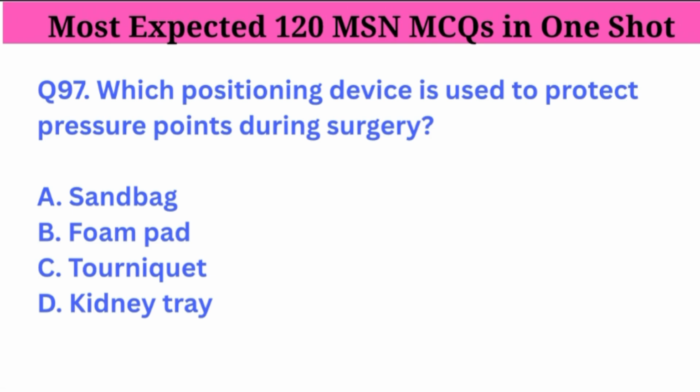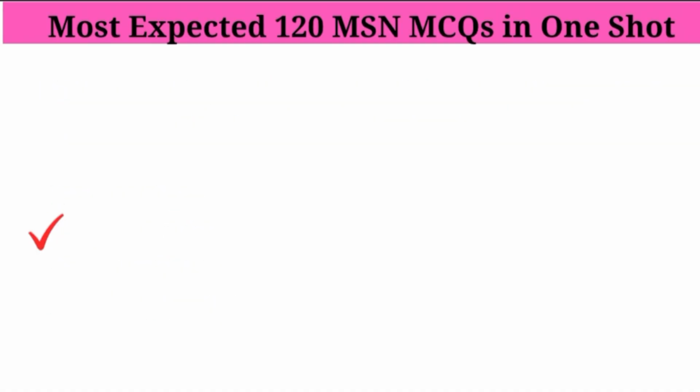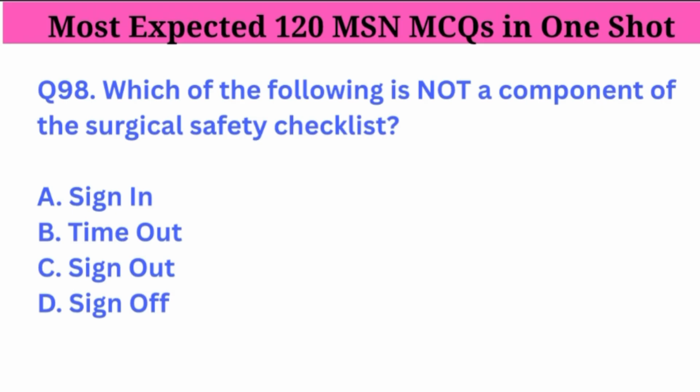Which positioning device is used to protect pressure points during surgery? Your correct answer is option B, foam pad. Which of the following is not a component of the surgical safety checklist? Your correct answer is option D, sign off.